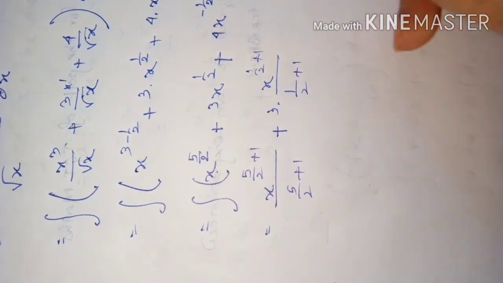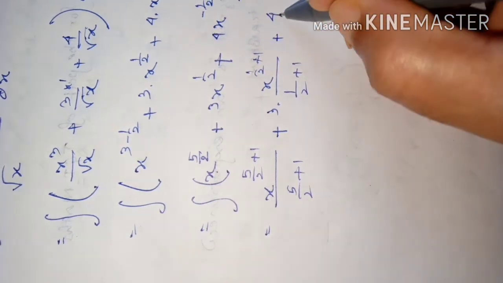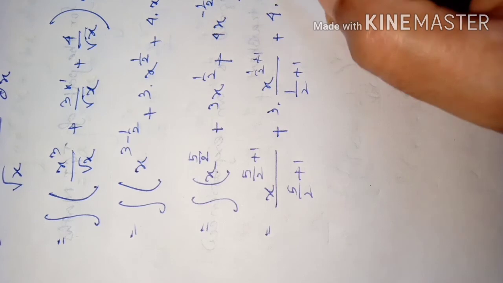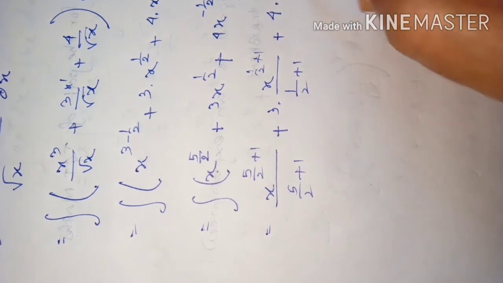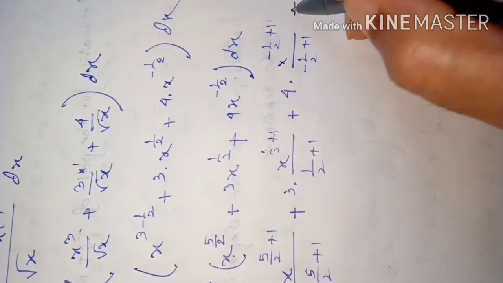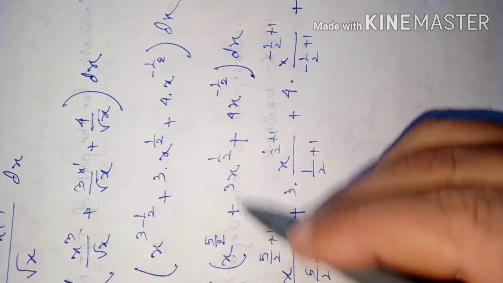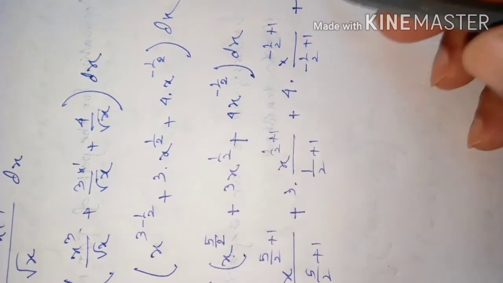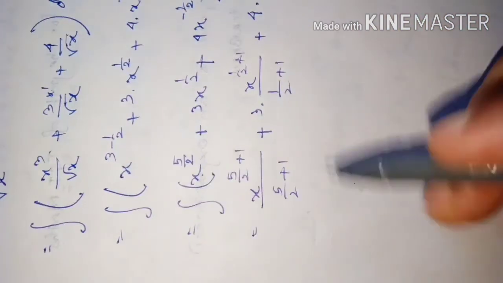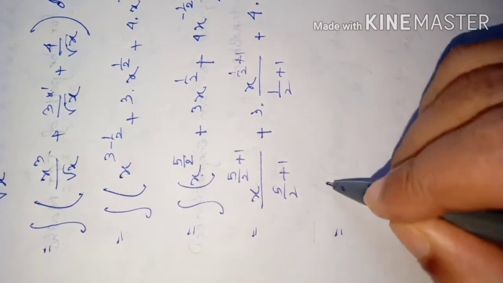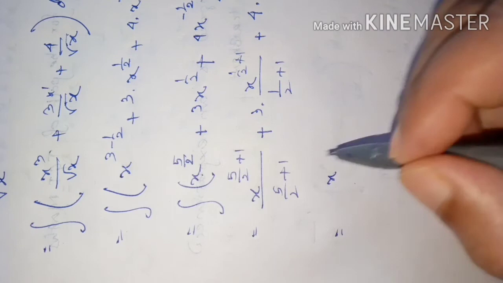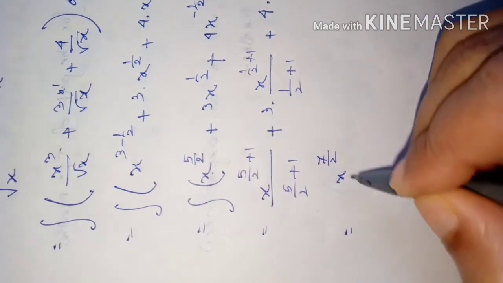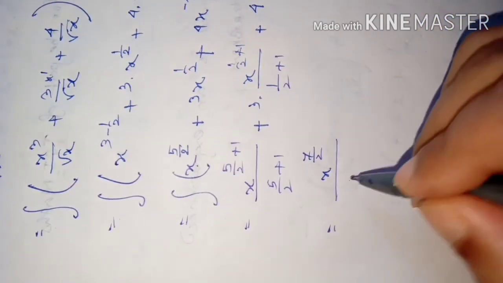Now you are understanding this whole thing, plus 4 into x to the power of minus half plus 1 divided by minus half plus 1. And for all the constants, one constant let us add here, c, because c1 from here, c2 from here, c3 from here, together one c. So we are getting at the end x to the power of 5 by 2 plus 1, 5 plus 2, 7 by 2, divided by 7 by 2.